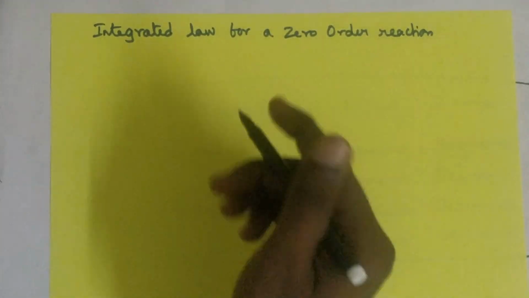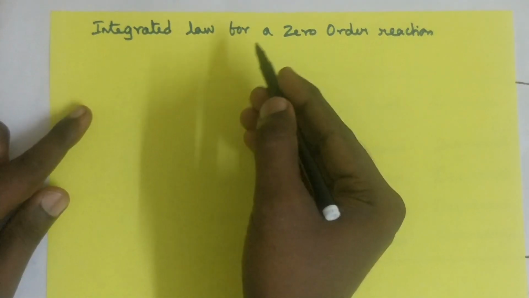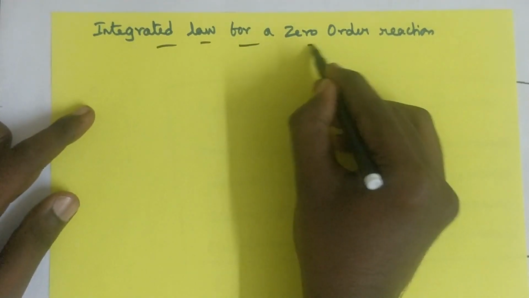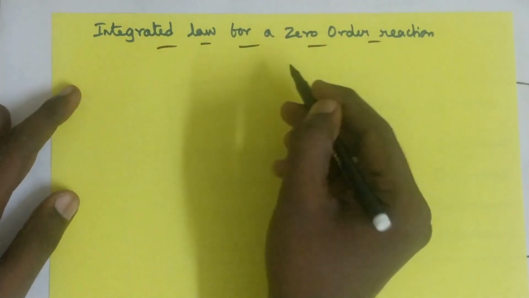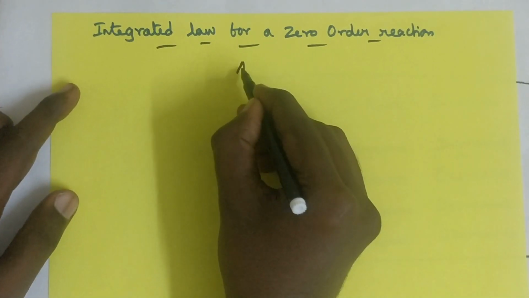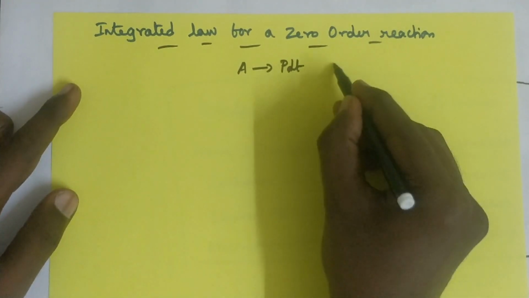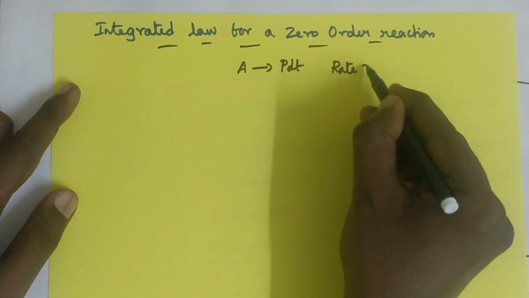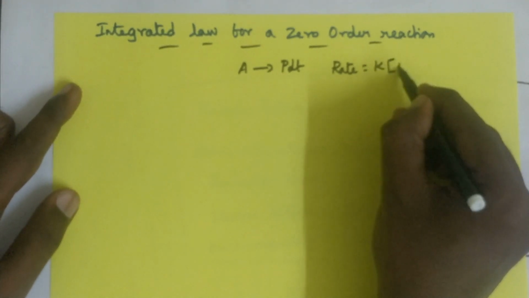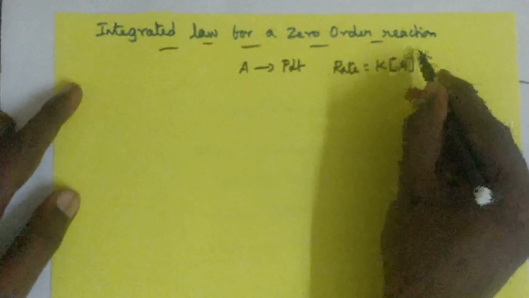Next topic is the integrated law for a zero order reaction. We already saw first order. Next is zero order. In case of a zero order reaction, suppose A gives product. In this case, the rate expression is rate equal to k into concentration of A to the power 0.